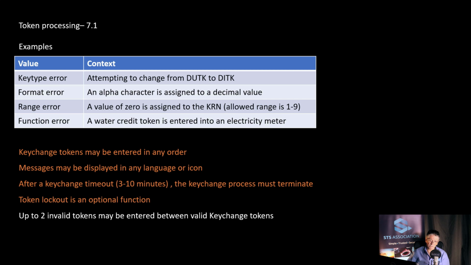Token lockout is an optional function, and it usually is only employed on the virtual token carrier port. The acceptance rate of a token using a keypad is a lot lower than on the BTC port. Also remember that up to 2 invalid tokens may be entered between any valid key change tokens. That's just in case you make a mistake while typing.